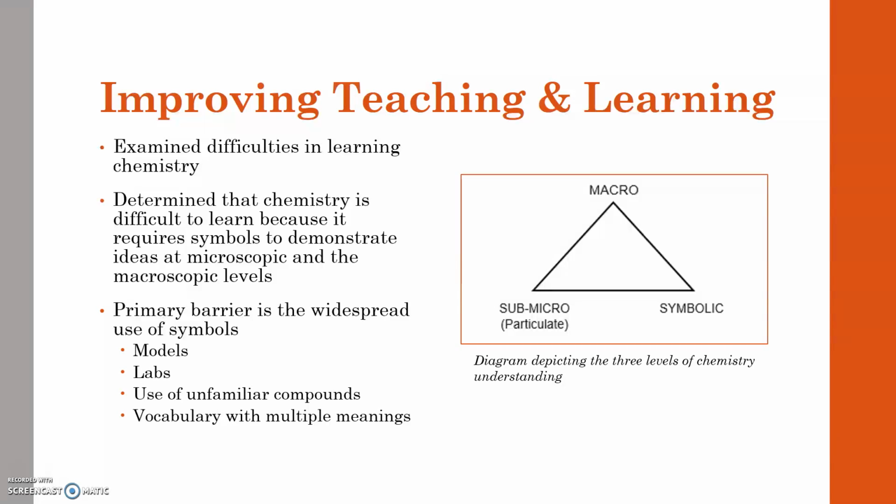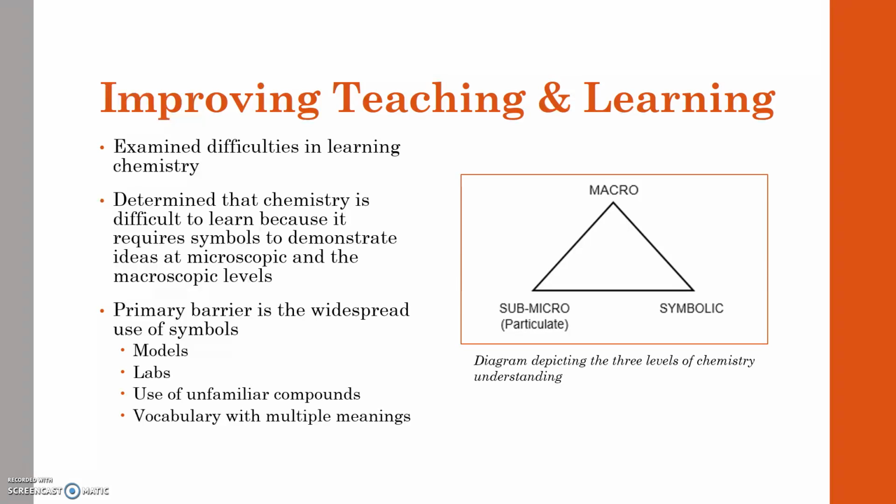Some examples of symbols being used in chemistry that students oftentimes find difficult to understand would be models, labs, unfamiliar compounds, or vocab. Models are difficult to understand because many of the ideas in chemistry can't be explained without a model, yet the models often use symbols within them, which just adds more cognitive difficulty to understanding the ideas in that model.